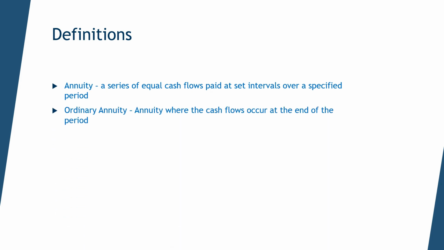And today we're going to work with what's called an ordinary annuity. This is when the payments occur at the end of a period. And in the next video, we're going to look at an annuity where the payments occur at the beginning of the period. But today, we're looking at an ordinary annuity. The payments occur at the end of the period. And that's going to change the future value of that amount.